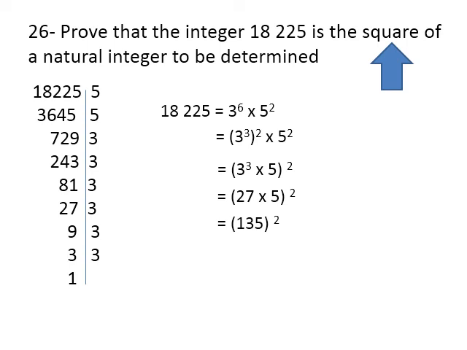Here we reach that we can write 18,225 as the square of 135. So this natural integer is 135. By calculation we found it. So 18,225 is the square of 135. Okay, that's it and all.